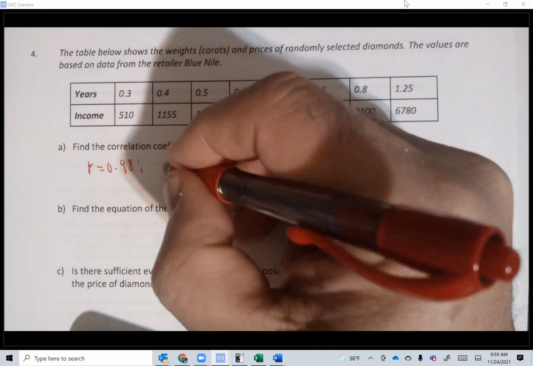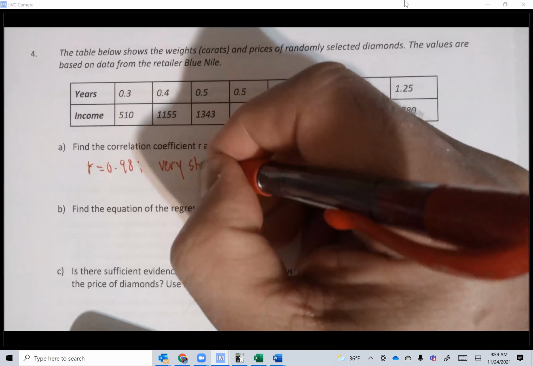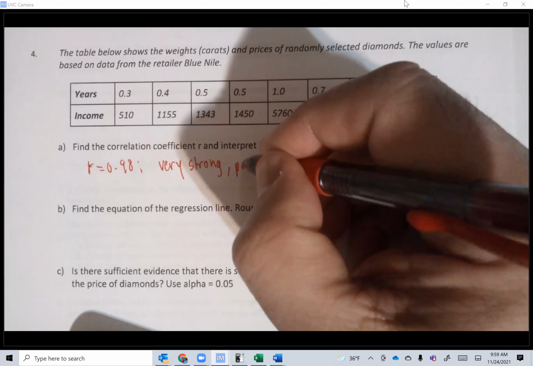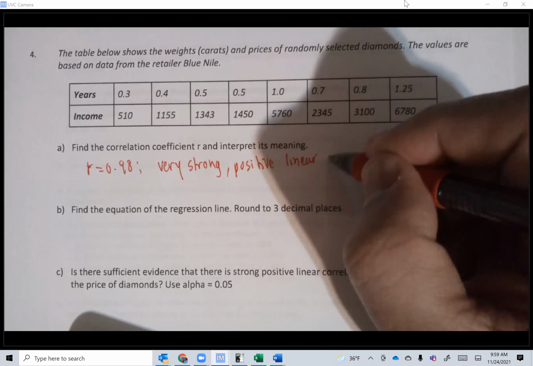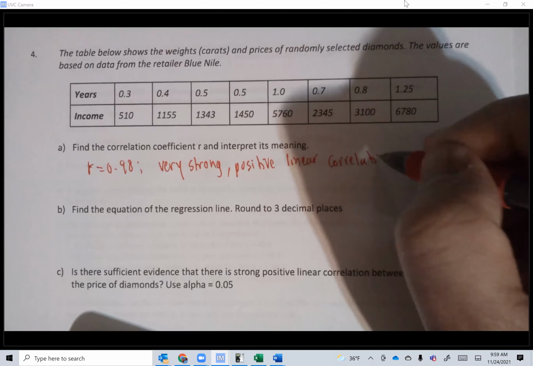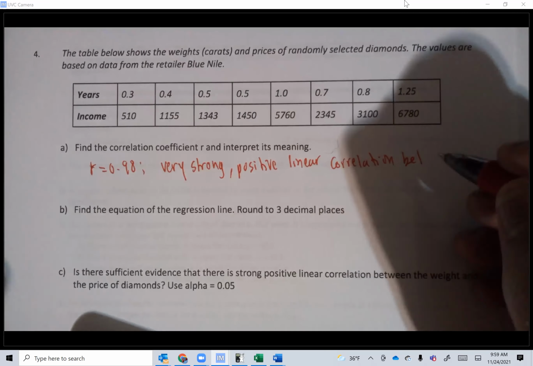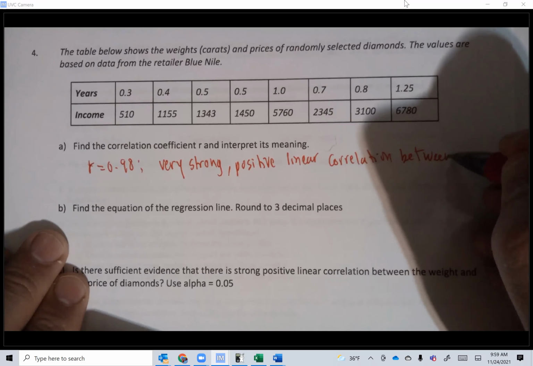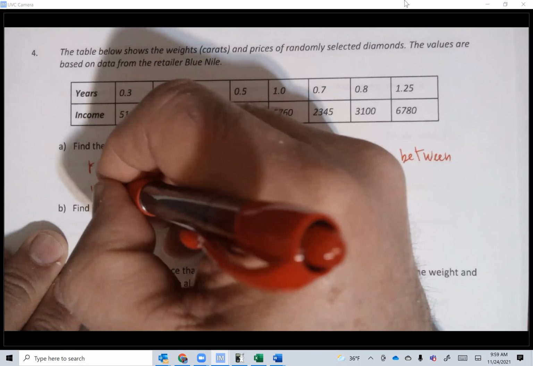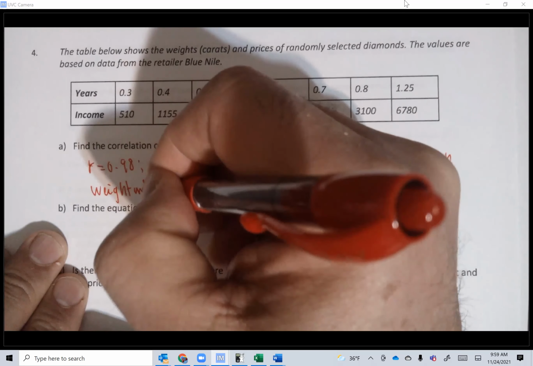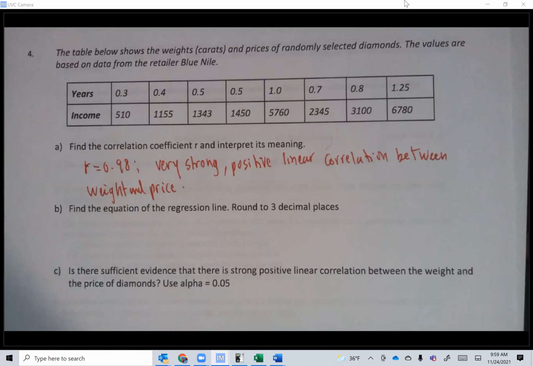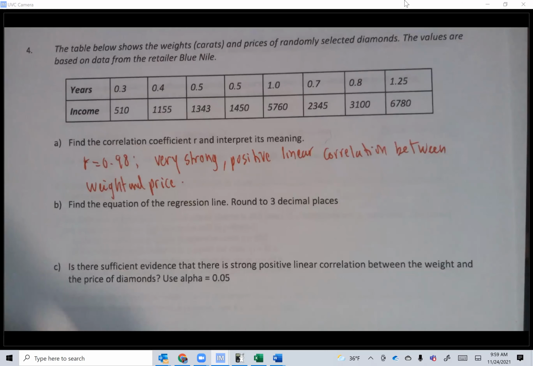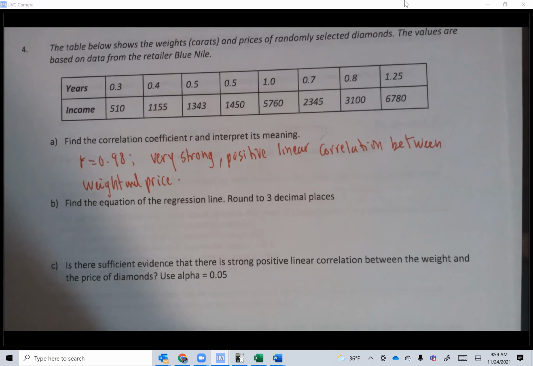So you say very strong, positive, linear correlation between weight and price. And you know that this is the true case because I gave you this example about the diamond on Monday, guys. You know, as the weight of the diamond increases, the price increases big time.